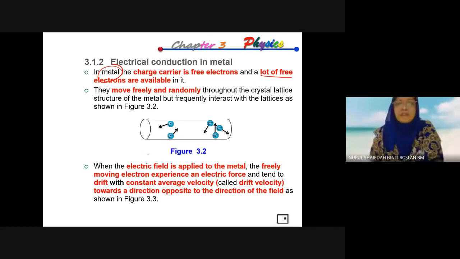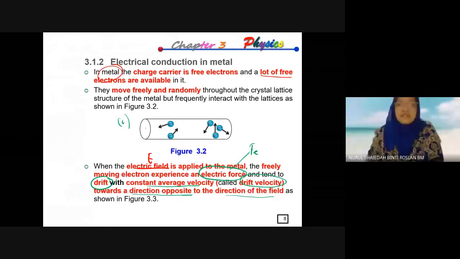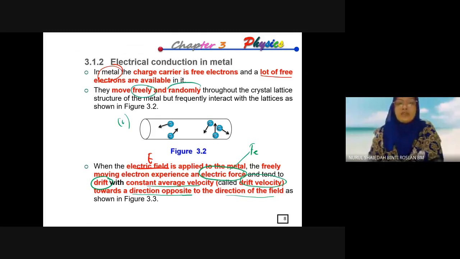When the electric field, E, is applied to the metal, the free moving electrons experience electric force. So they will experience Fe. And they tend to drift at constant average velocity, which we call drift velocity, towards the direction opposite the direction of the electric field. So initially, when you have a wire or a metal, your free electrons move freely and randomly. Okay, that is the initial state.